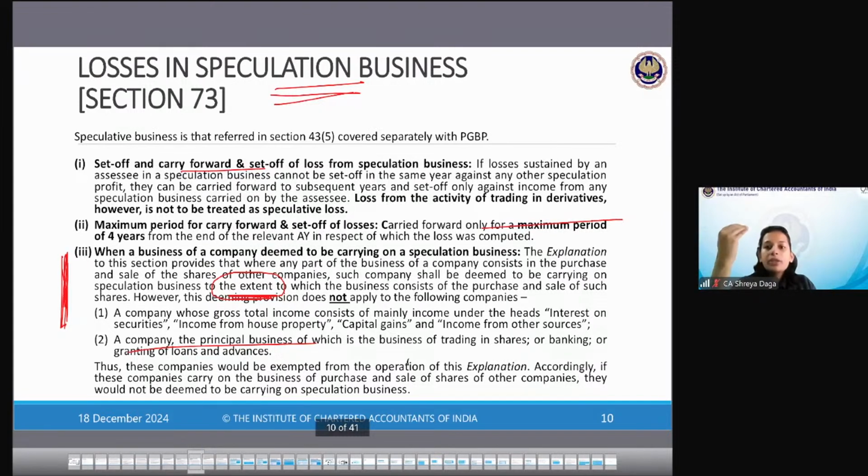So if there is some investment company, or if there is some banking company whose job is banking or lending or NBFC, these types of companies, because their business is different, for them this is regular loss, so it will not be called speculation loss. Okay, but for other companies which are doing normal business and they're also doing this so frequently to be called business, then whatever losses are arising from this business is called speculative loss. And there are restrictions on how you set it off and carry forward.